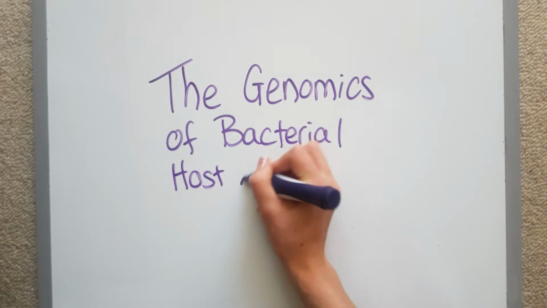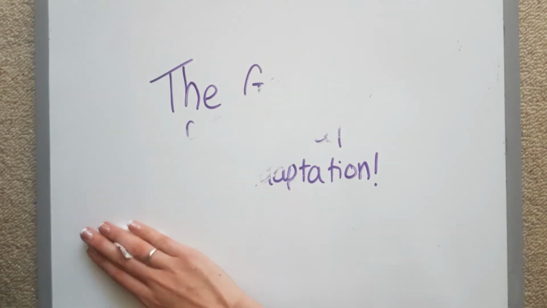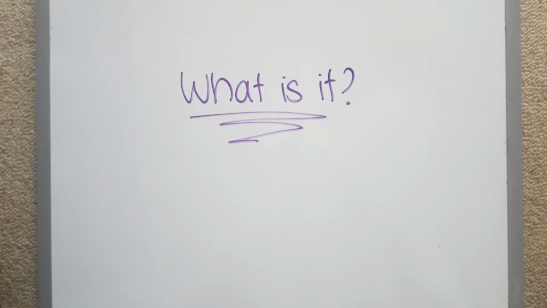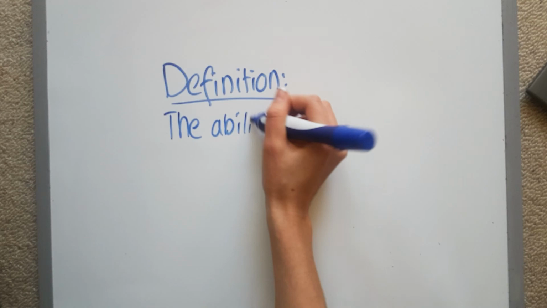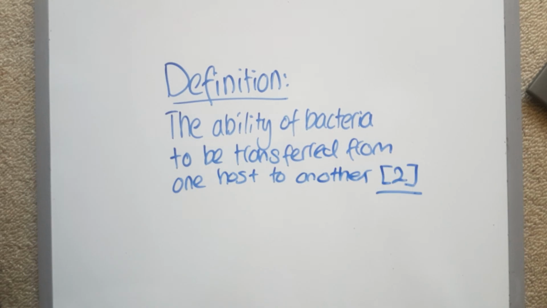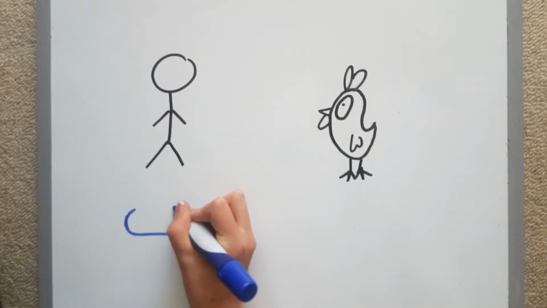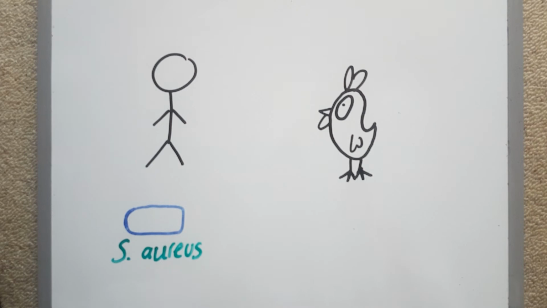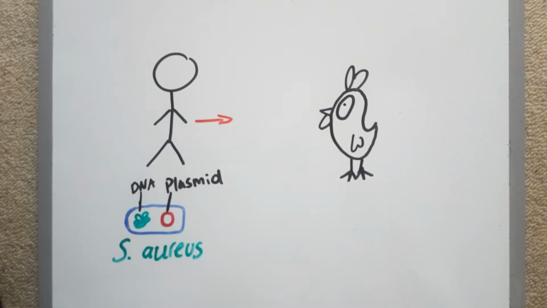Today we'll be discussing the genomics of bacterial host adaptation and how it works, but first we need to have an understanding of what it entails. Bacterial host adaptation is defined as the ability of bacteria to be transferred from one host to another. An example of this can be seen from the transfer of the well-known human pathogen S. aureus from humans to chickens.